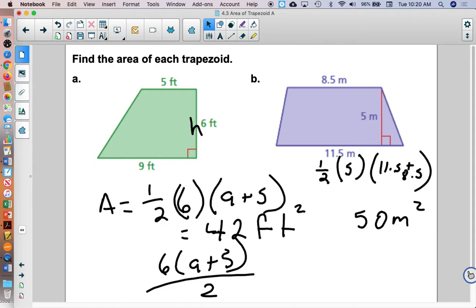Now, if you put it in like this, 1/2 times 5 times 11.5 plus 8.5, it multiplied these two, and then it multiplied the result of those two by this, and then it added this. You have to put these parentheses there.